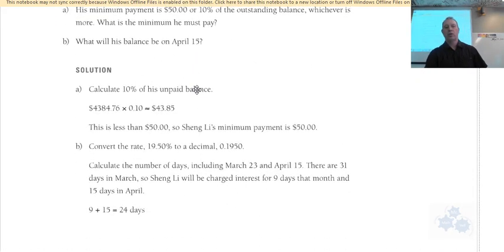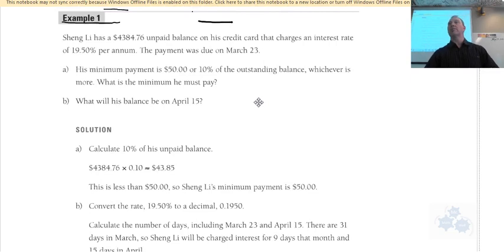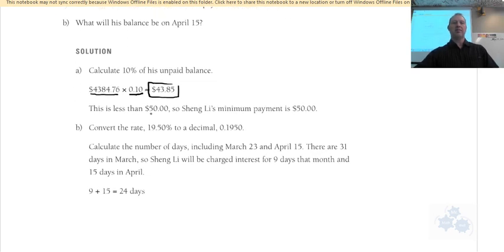All right. So we have to find out what 10% of this balance is and compare that to $50. So 10% of something, you take that something and you multiply it by the decimal form of 10%, right? What's the decimal form of 10%? It is 0.10. So we multiply the balance times 0.10, and this is the number we get, 43.85. And we notice that that is less than $50.